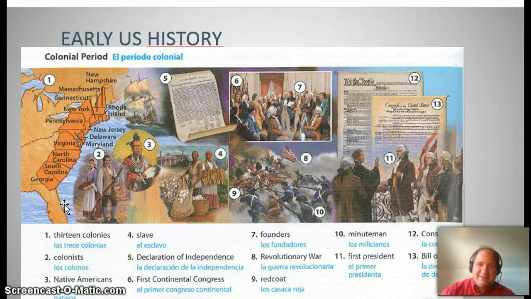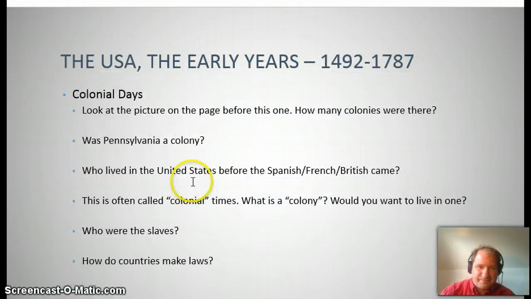And these other things, the Declaration of Independence says we're free from England. Founders start our country. Revolutionary War between England and the United States. Redcoats were the British. And then we have the Constitution. We the people is what it starts with. That's how we run our country. Bill of Rights, that says what rights we have.